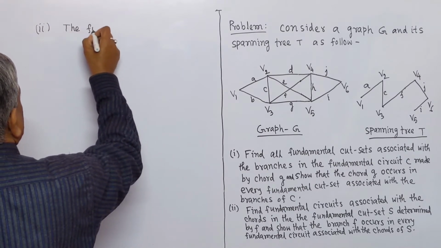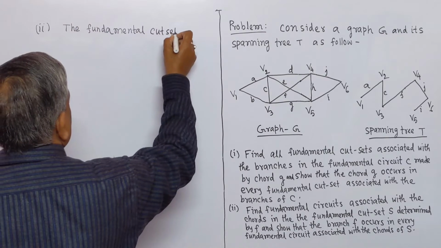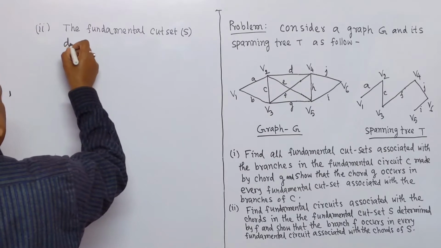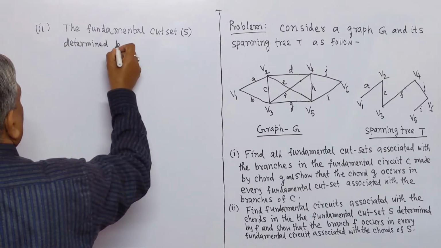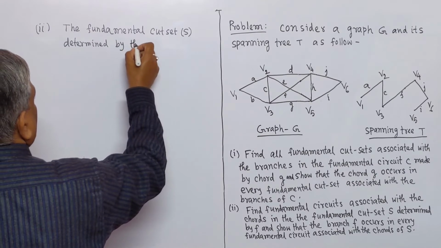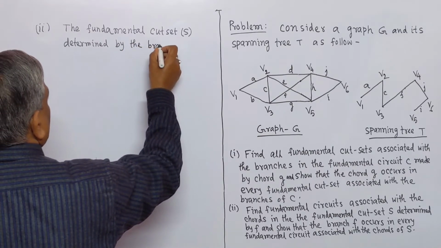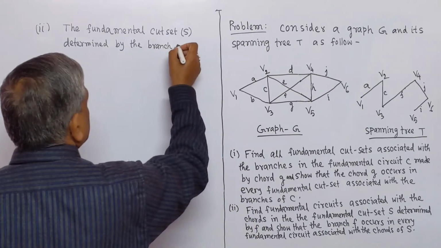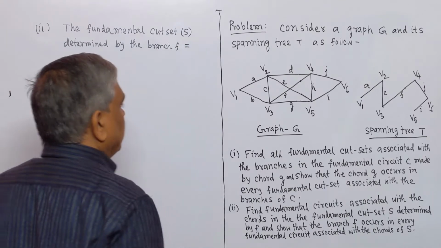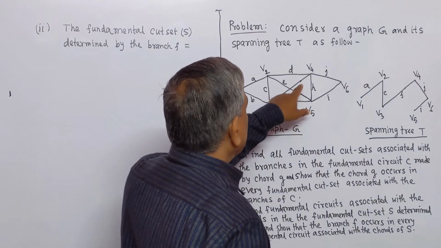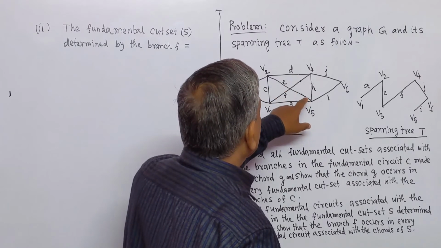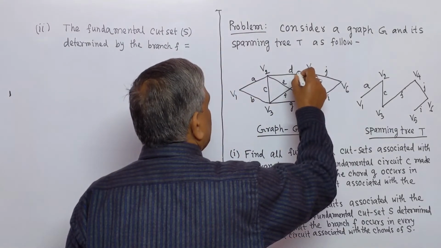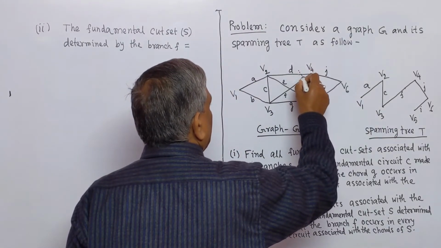The fundamental chord set is determined by the branch F. Here F is the branch, D is not a branch, E is not a branch, G is not a branch. So the fundamental chord set will be like this.